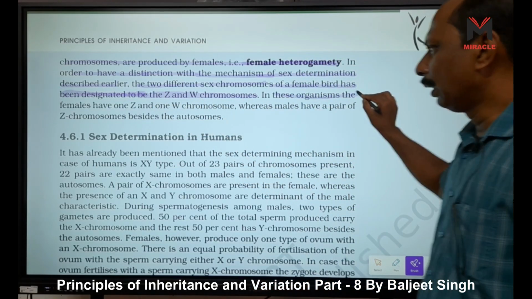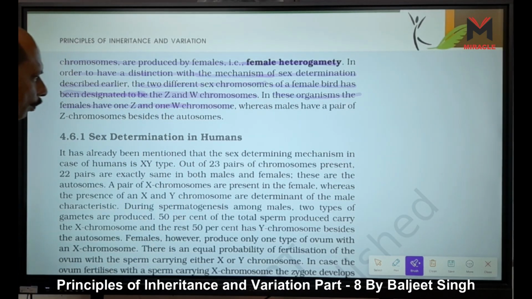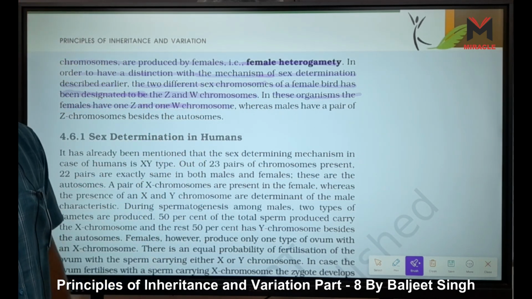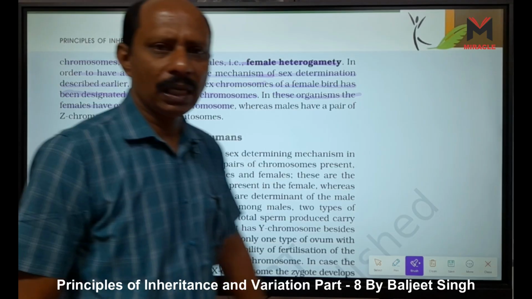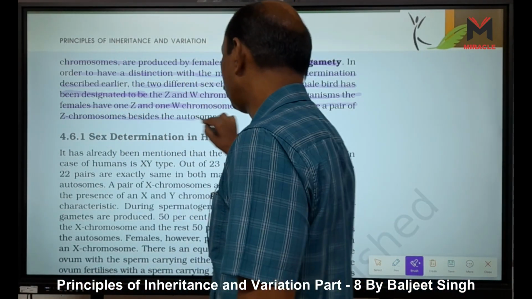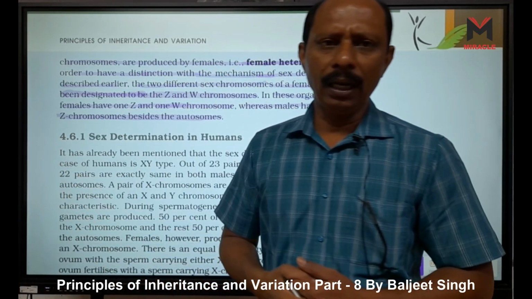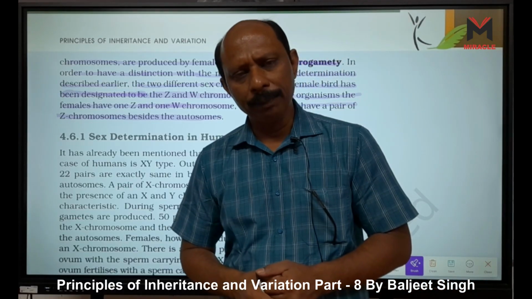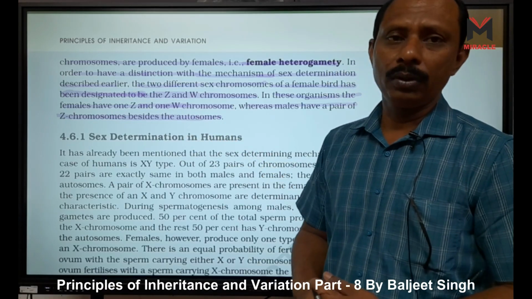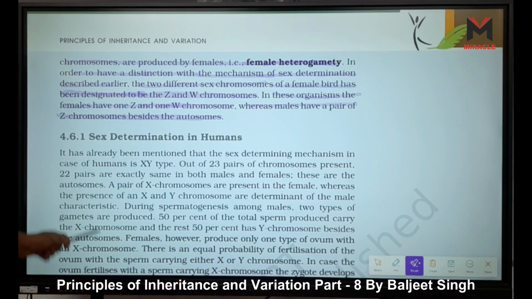In these organisms, the females have one Z and one W chromosome, meaning 50% Z and 50% W, whereas males have a pair of the same chromosome, the Z chromosome, besides the autosomes. Here we can say this represents female heterogamety and male homogamety. This is ZZ and ZW type of sex determination. Do you understand?